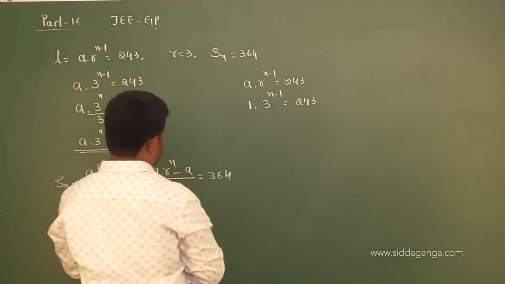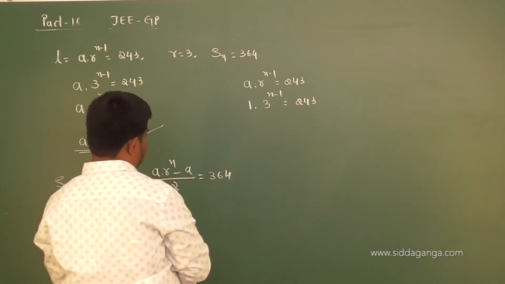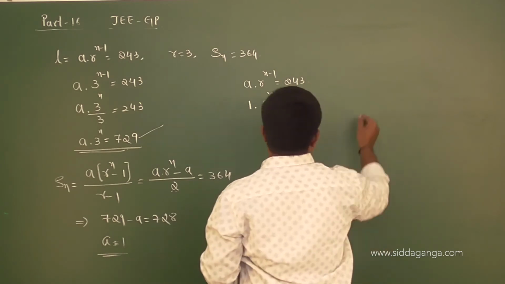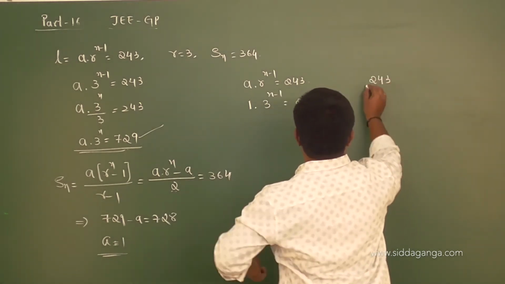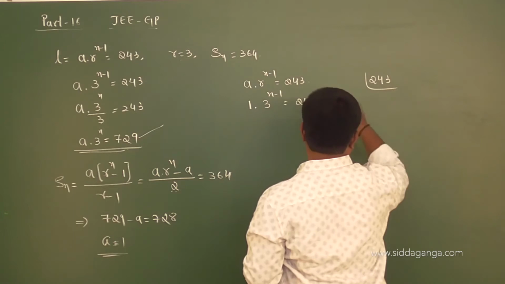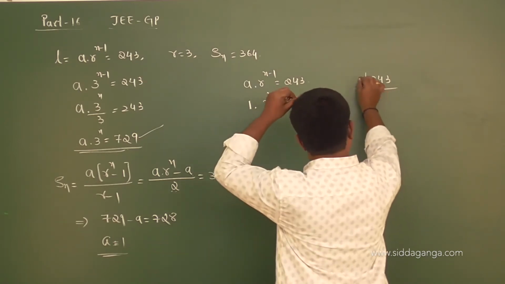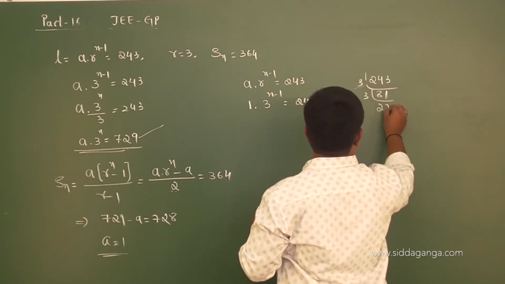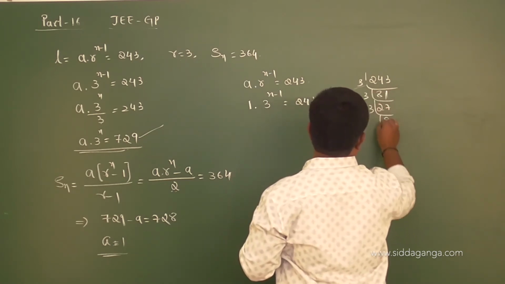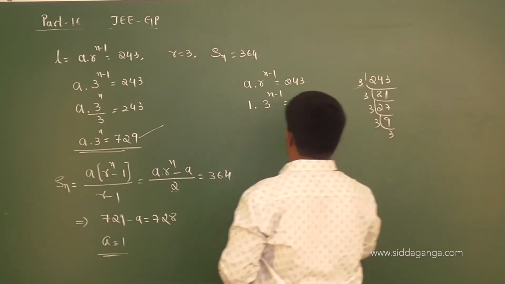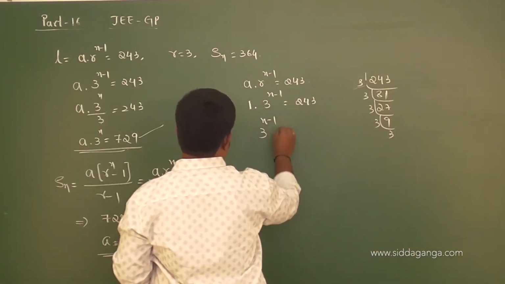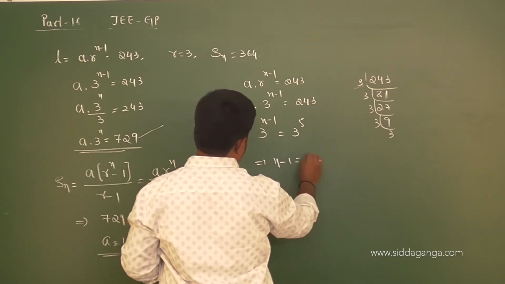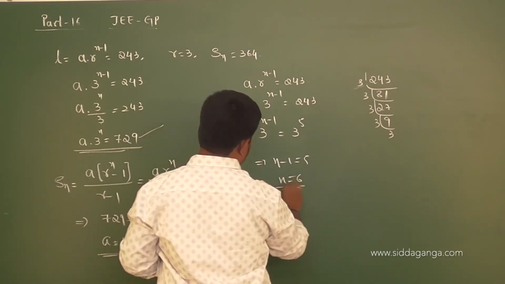So actually 243 is what? 3 power of 5, I think, right? Yes, 3 power of 5. So 3^(n-1) is equal to 3^5. So this gives n minus 1 is equal to 5. This gives n is equal to 6.